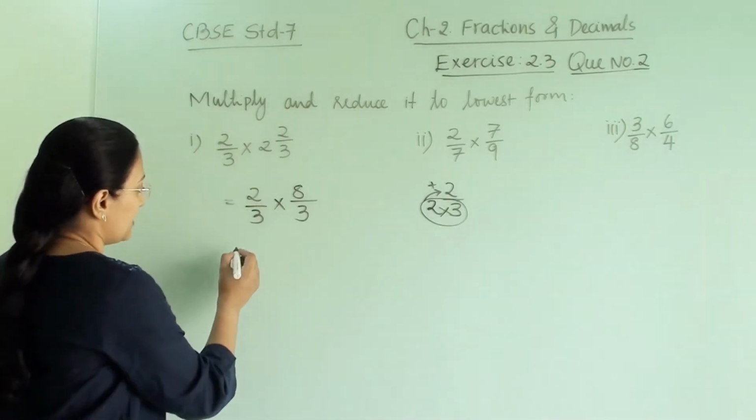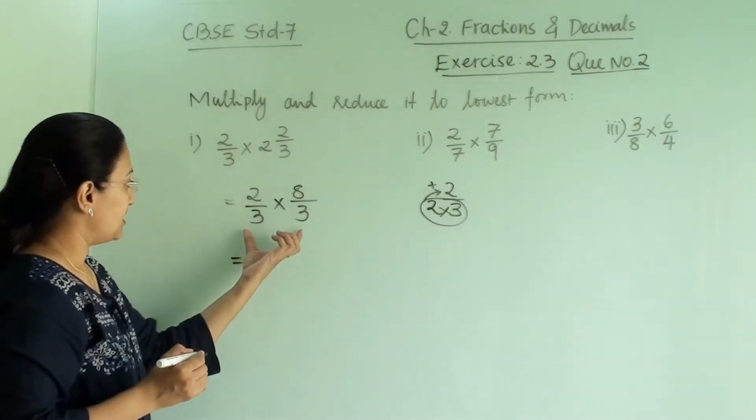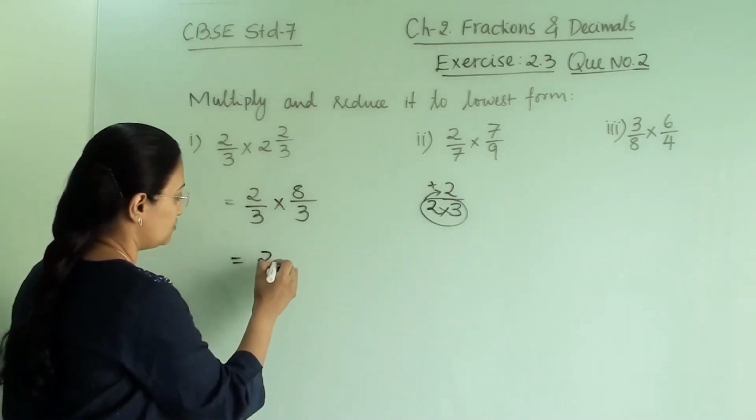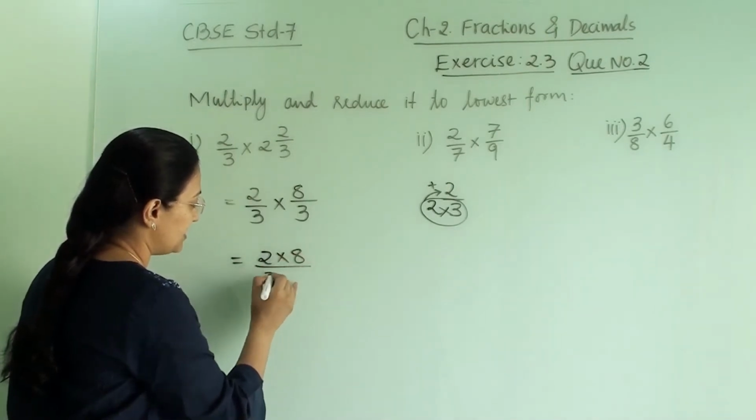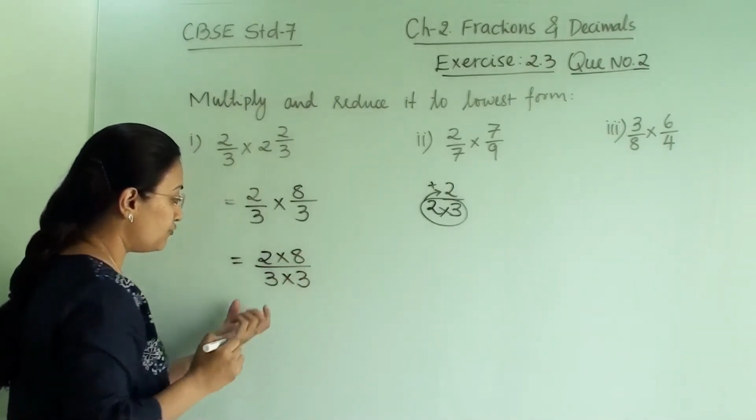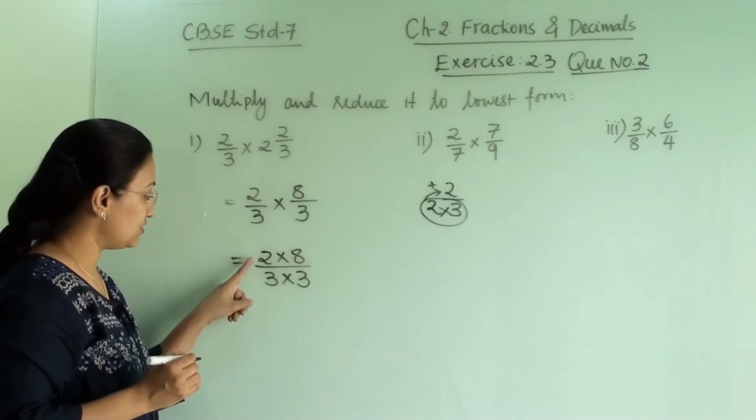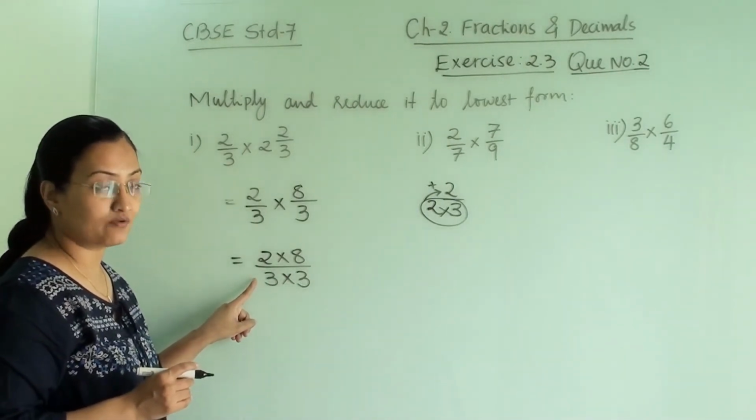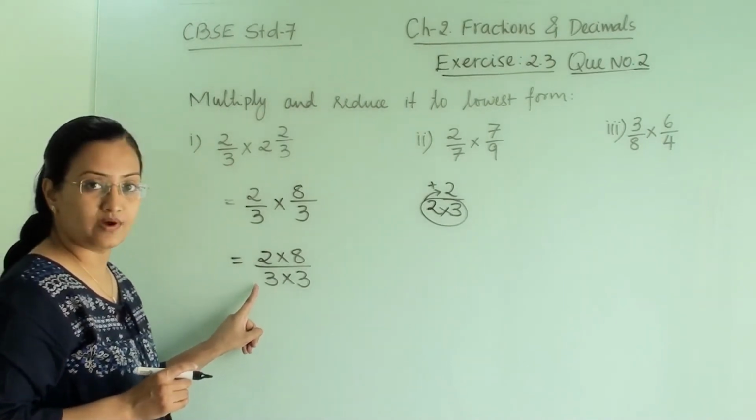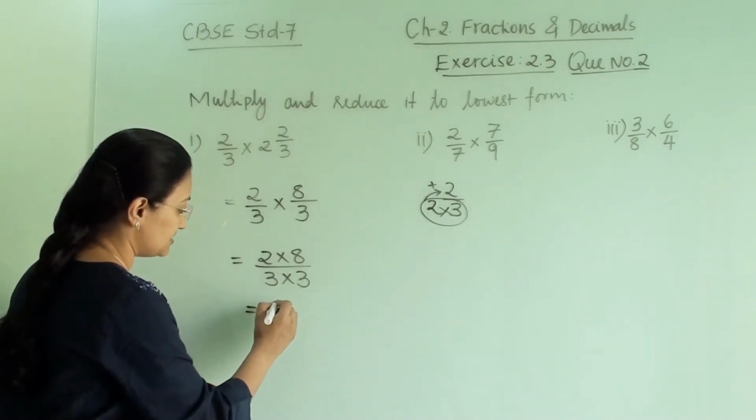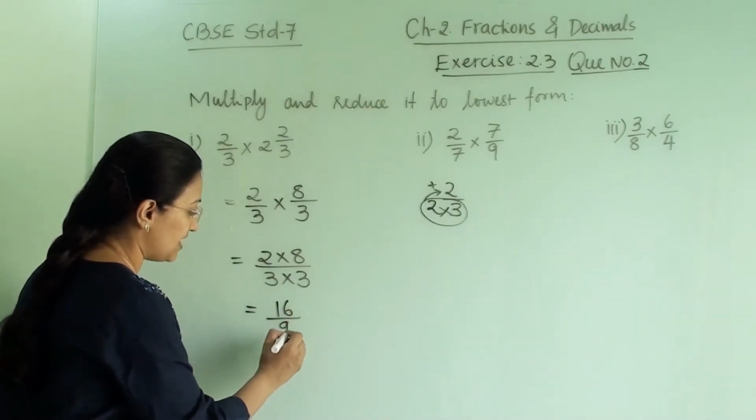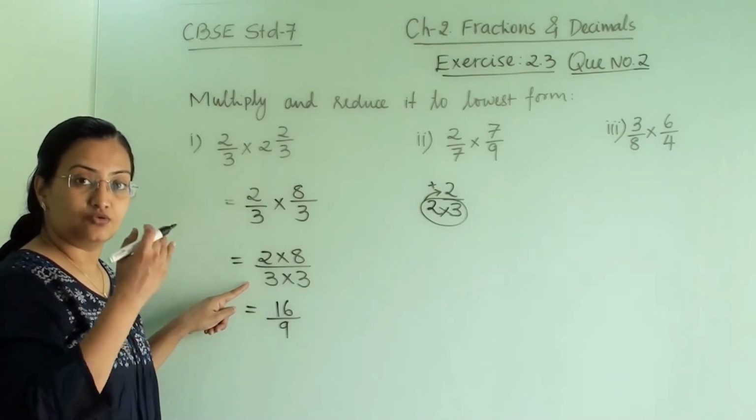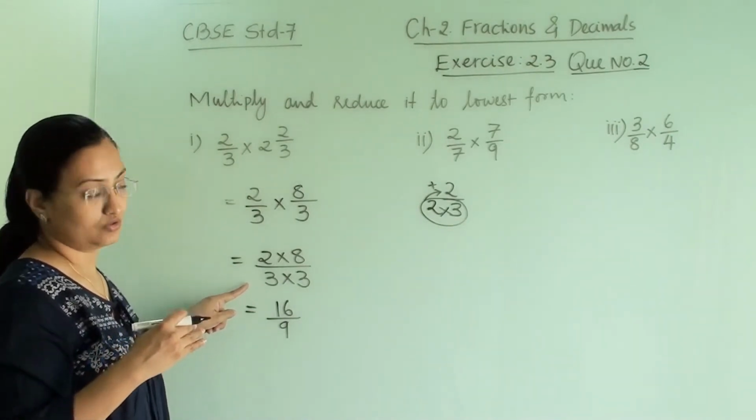Now this is our multiplication, so let us club the numerators and denominators. Here 2 into 8 divided by 3 into 3. Before doing the next step, we have to see whether we can reduce it, whether we can divide anything here. So no, we cannot divide anything here. So let us multiply this. Here we will get 16 divided by 9. So this is the step where you can check whether you can divide anything or not.